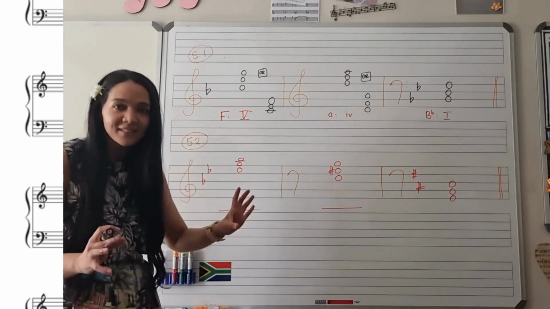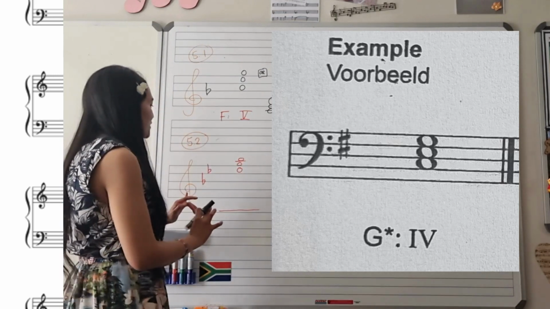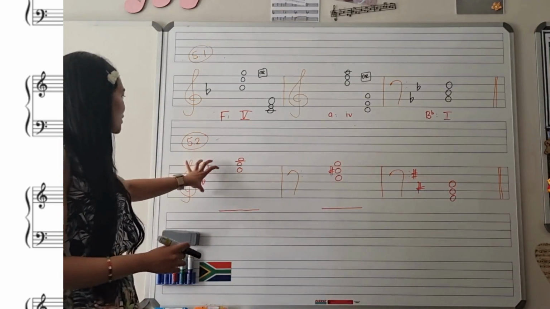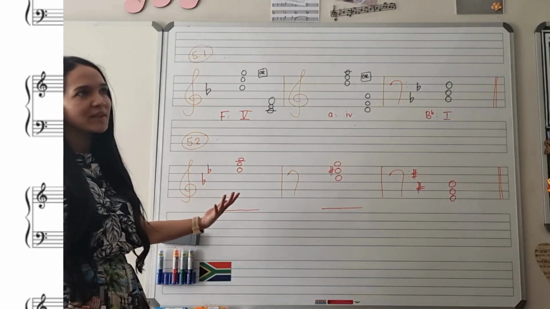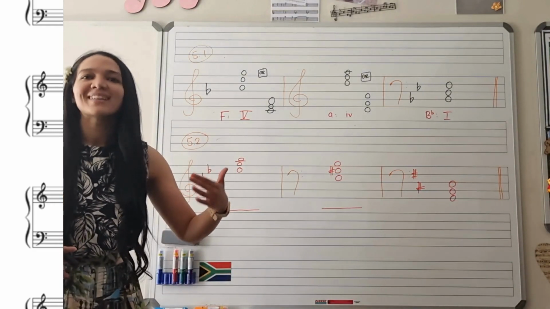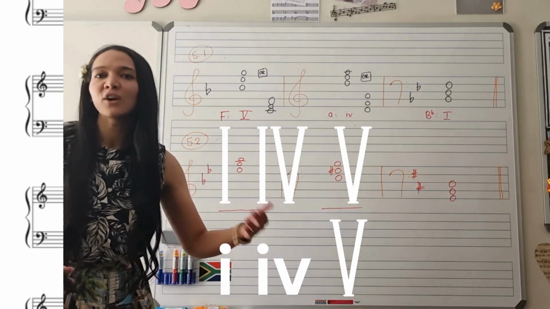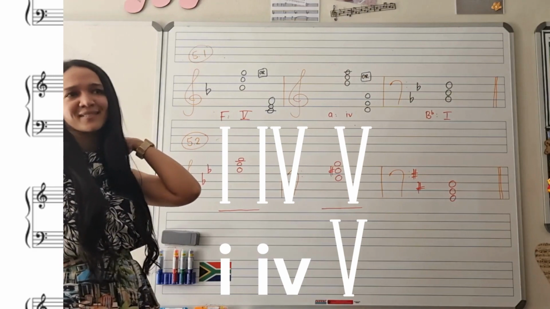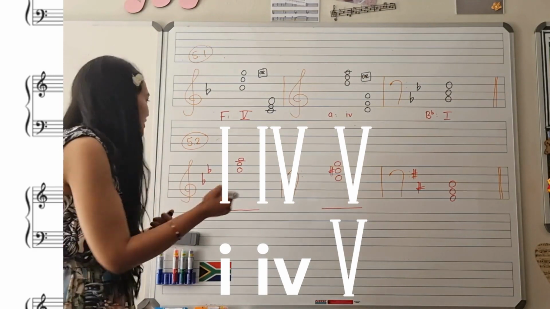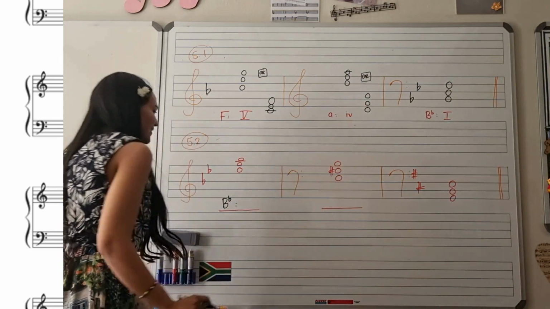So let's first identify the key. They do give us an example, so we pay attention to that. But these are the questions. First things first, they give us two flats, which could either be B flat major or G minor. Just remember that we're working with primary triads yet again, so it can only be on the first, fourth, or fifth degree of the scale. Let us just try the major and see if that works. So B flat major.